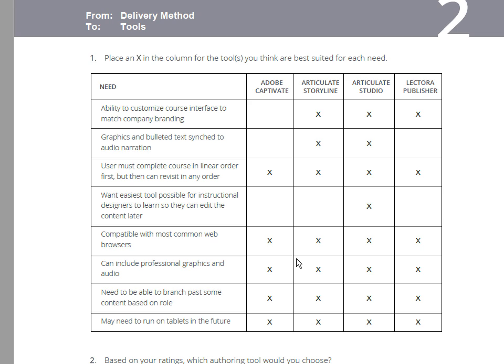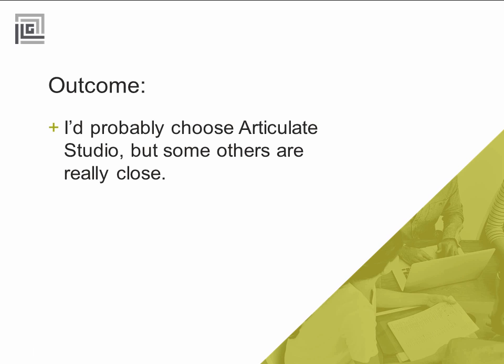So in this case, based on the way I have it ranked, I would probably choose Articulate Studio because I've got one more X there than I do in the other ones, basically in the one row that says we want the easiest possible tool for instructional designers to use. I would argue Articulate Studio is going to be easier to use than any of the other tools. It doesn't surprise me, though, that folks would choose Articulate Storyline as well, because that tool is still fairly easy to use, and it does bring quite a bit of capability that you don't get in Studio. So in summary, I choose Articulate Studio based on this requirement, but others are really close, and so I couldn't argue too hard that you wouldn't be right in saying Storyline.